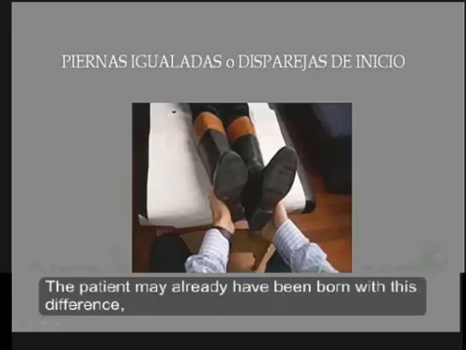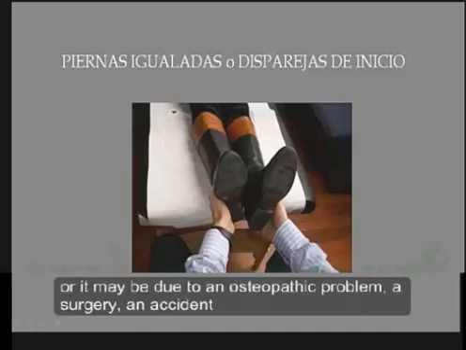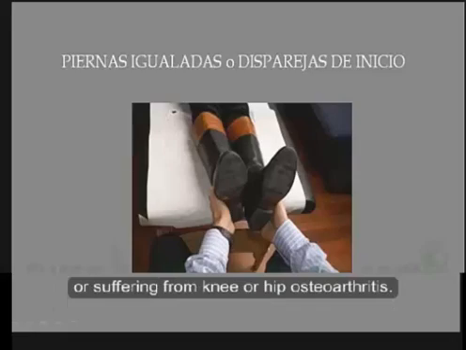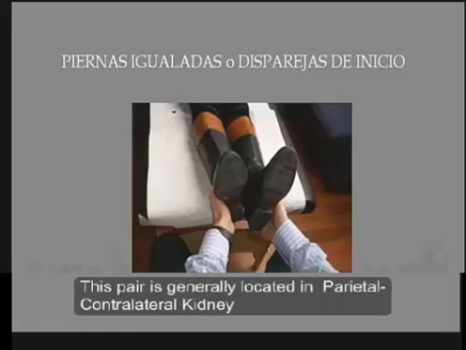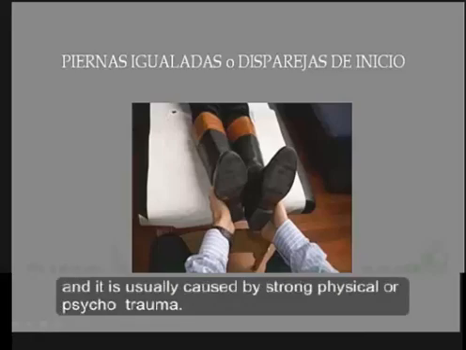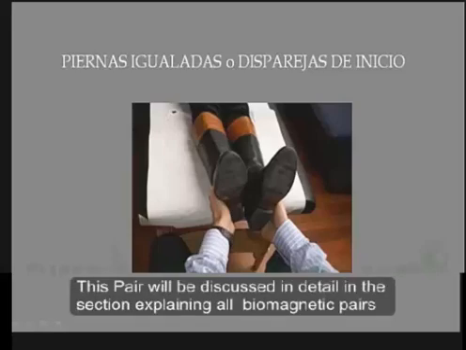The patient may already have been born with this difference, or it may be due to an osteopathic problem, a surgery, an accident, or suffering from knee or hip osteoarthritis. But it may be possible that the cause is energetic and the patient's so-called Goiz pair is unbalanced. This pair is generally located in parietal contralateral kidney, and it is usually caused by strong physical or psychotrauma.